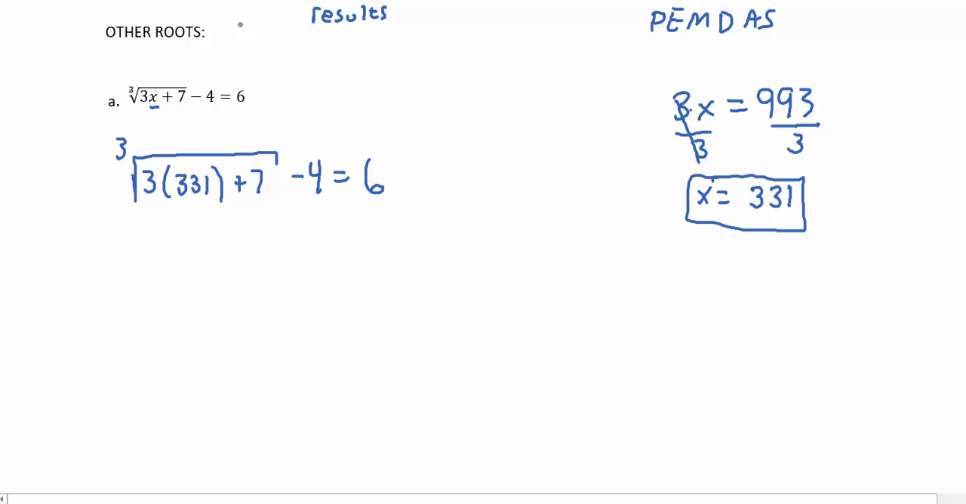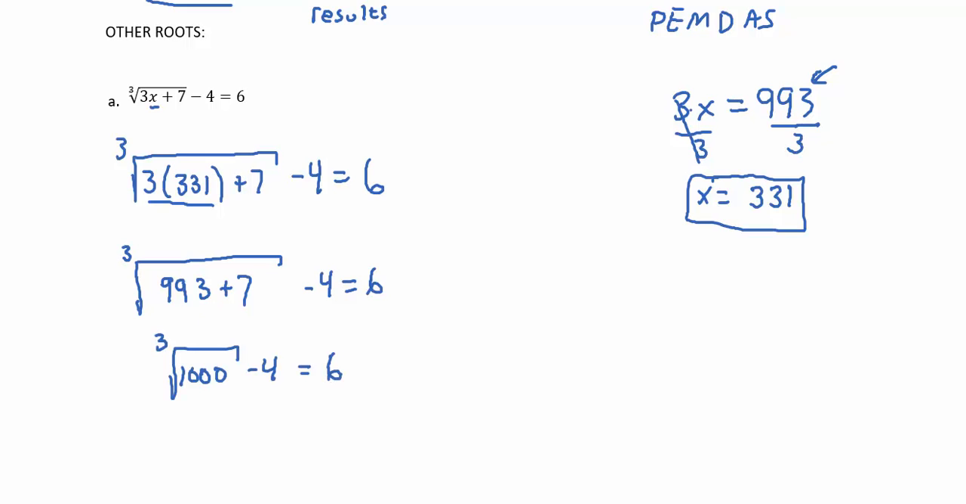This is step 5, check your answer. So here goes, 3 times 331 would be this 993 here. 993 plus 7 is 1,000. The cube root of 1,000 is 10.